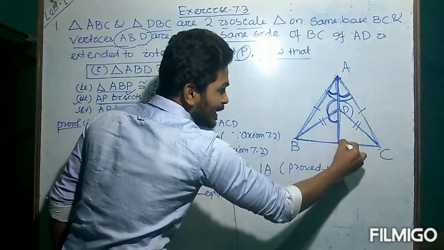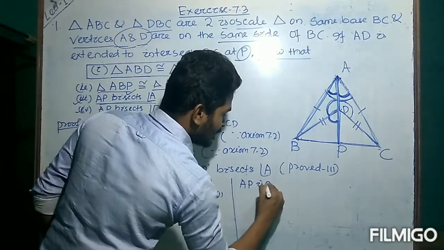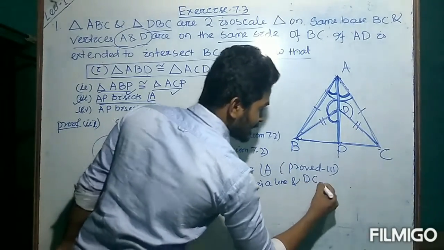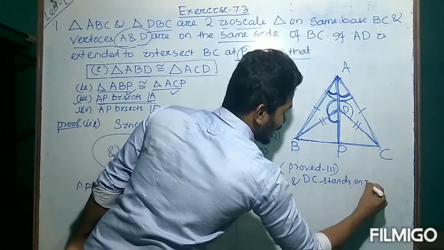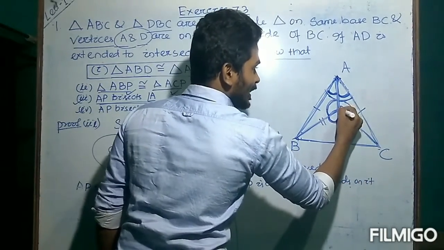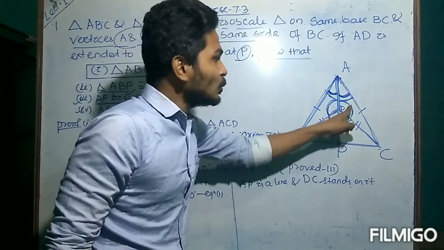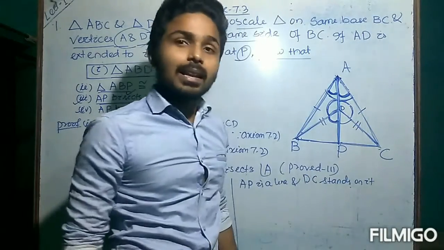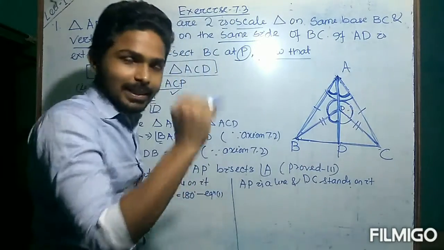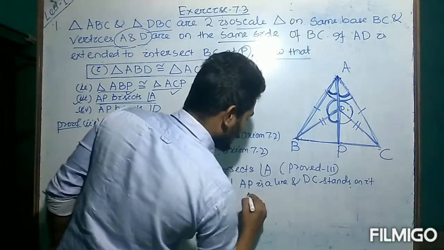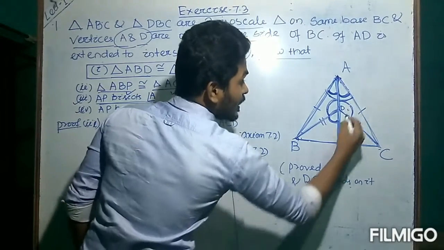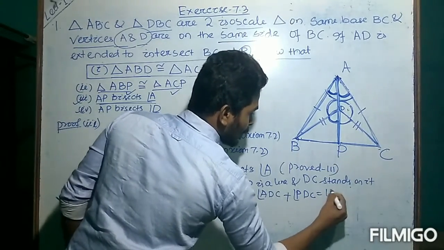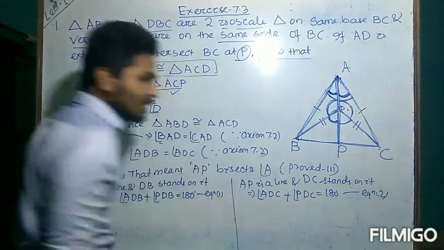Now, again consider AP as a line, and see, this stands on it. Yes or no? Yes. And this stands on it. Then how many angles are formed here? See, this is the point D. Then this one is the first angle, this one the second angle. Then two angles are formed here. Since these two angles lie on this line, this base, these two angles are known as linear pair angles, and the sum of two linear pair angles is 180 degrees. So this angle, ADC, plus this angle, PDC, is equal to 180 degrees. This is equation 2.